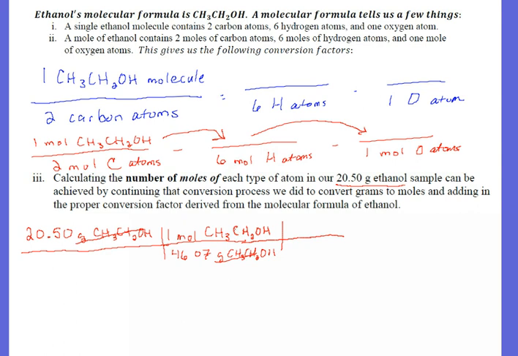And then I cancel out my grams. I'm in moles. I say, okay, so 1 mole of this has 2 moles of that. So I want to put the 1 mole of ethanol, part of this conversion factor, in the bottom. 1 mole of CH3CH2OH contains 2 moles of carbon atoms. And now I cancel out that with that, top and bottom.